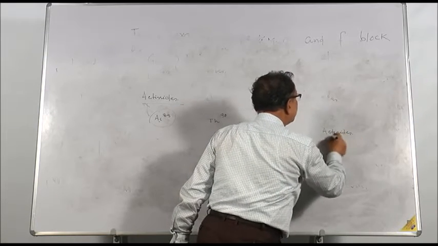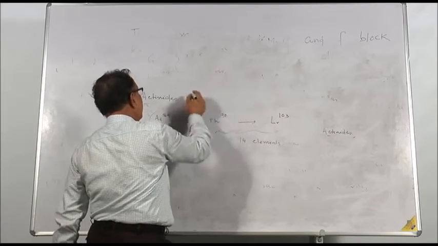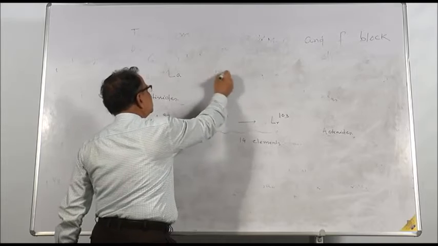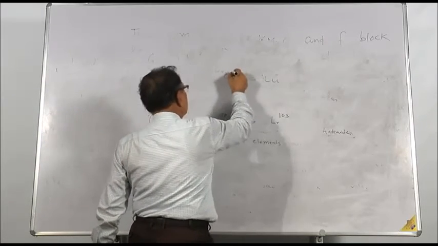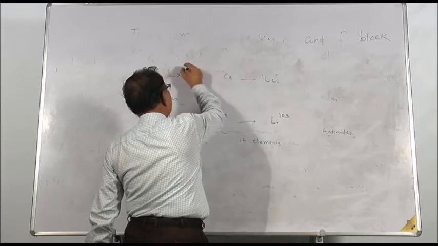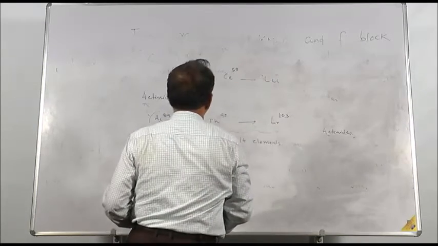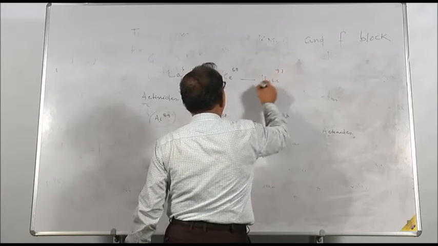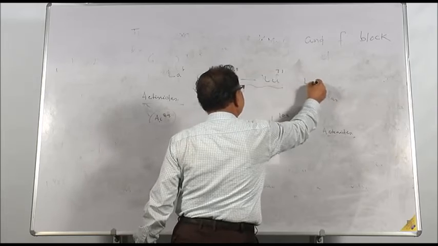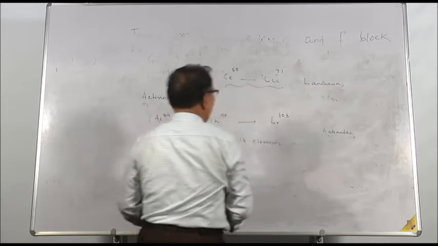The lanthanides, cerium to lutetium, are atomic numbers 58 to 71, and these are called lanthanides, and these are called actinides.